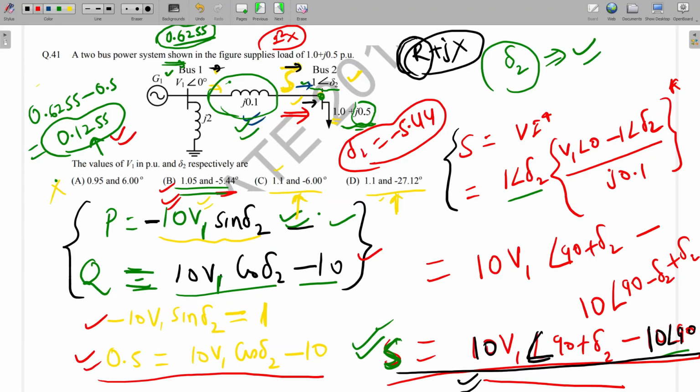Sir, the sending end reactive power is 0.625 and the receiving end reactive power is 0.5. No, no. This is taken by the load. This reactive power is taken by the load, not here.